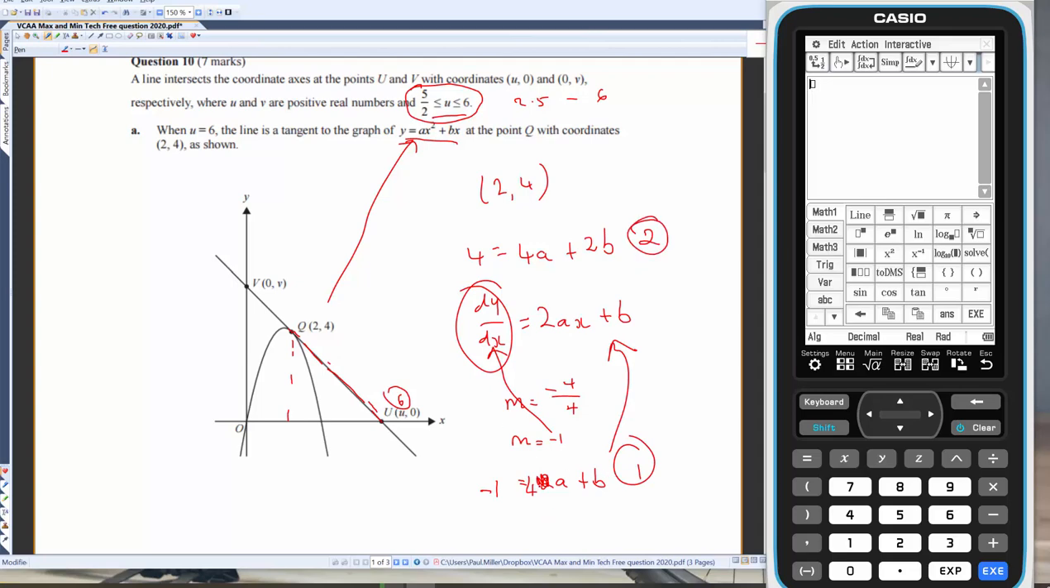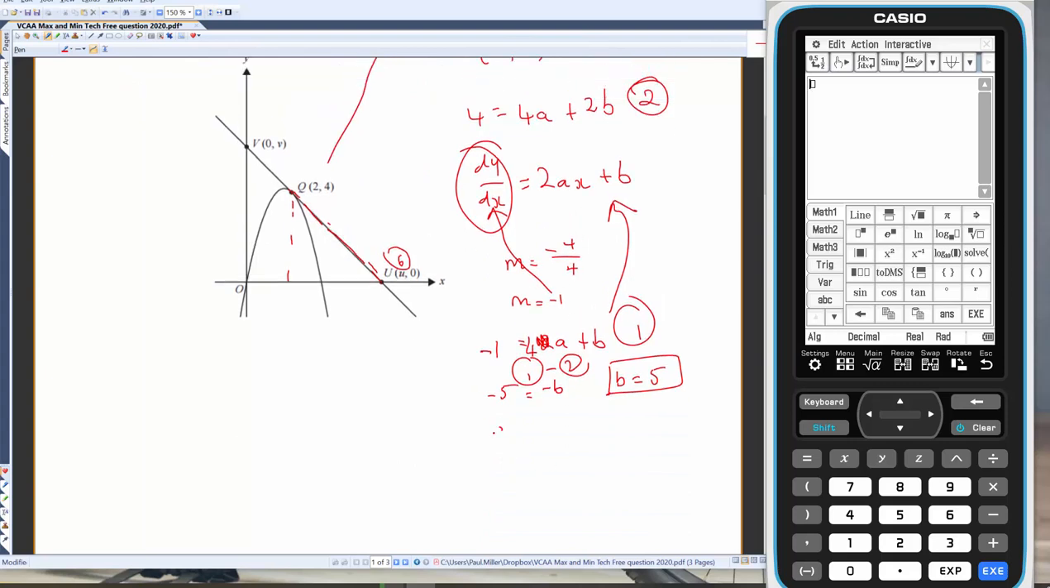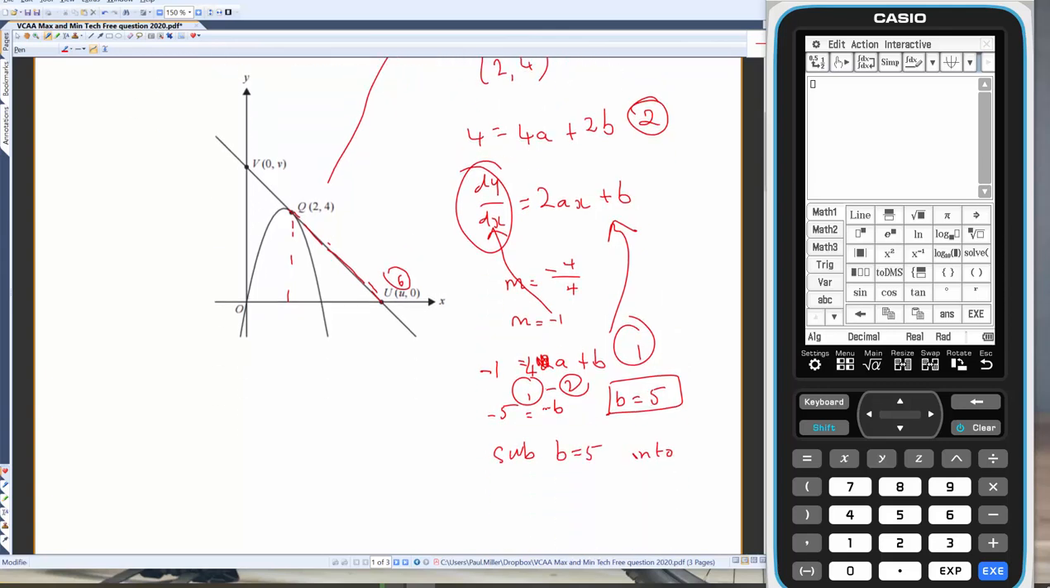And to eliminate this, I'm going to do 1 take away 2. So negative 1 take 4 is negative 5 equals 4a take 4a eliminates, b take negative 2b is negative b. In other words, b is equal to 5. All right, and then I've got to get the a value, so I'm going to sub b equals 5 into which one? Let's go equation 1. Negative 1 equals 4a plus b. Negative 1 equals 4a plus 5.